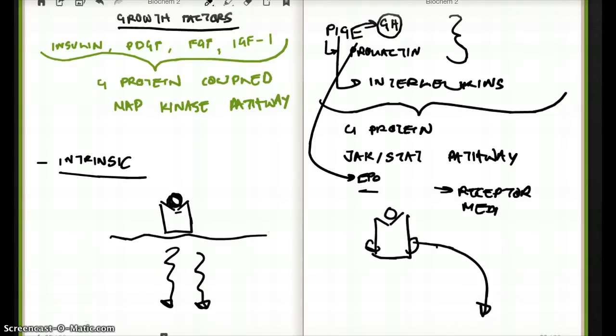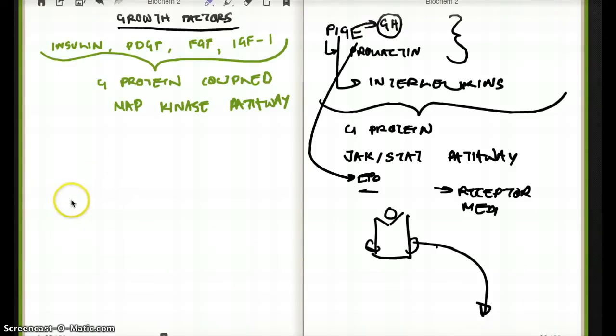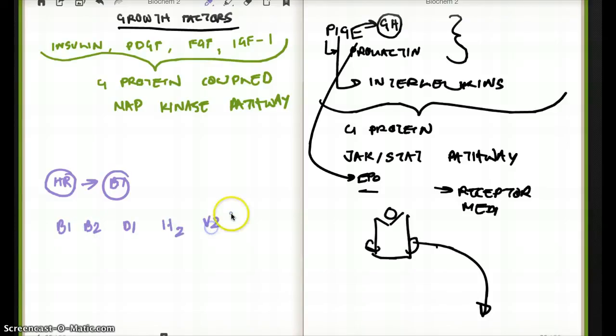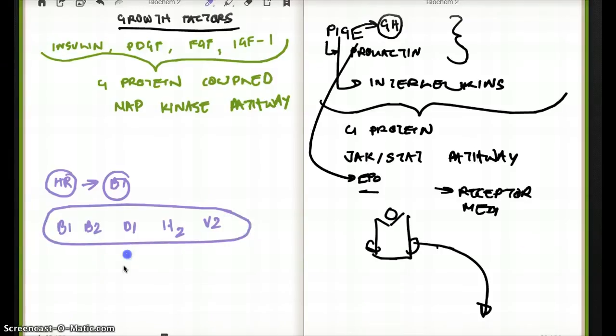Now what if I ask what second messenger is going to deal with our heart rate? We know in our heart we have the beta 1 receptors, and we know beta 1, beta 2, D1, H2 and V2. These are the receptors which are going to go through the Gs pathway, which is going to stimulate protein kinase A and henceforth.